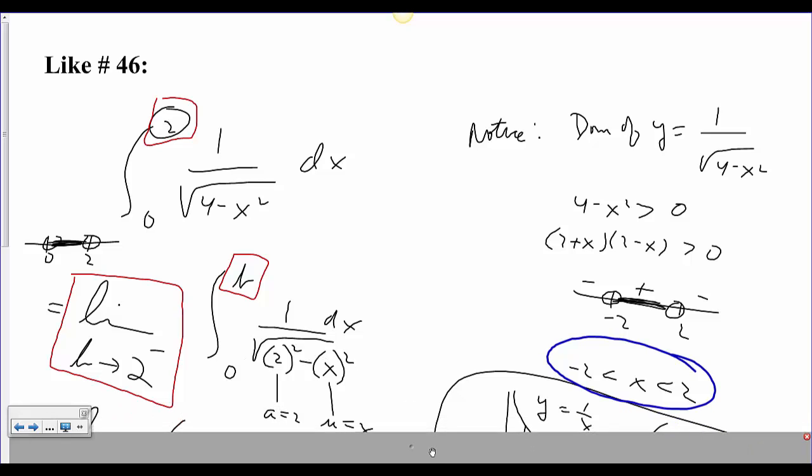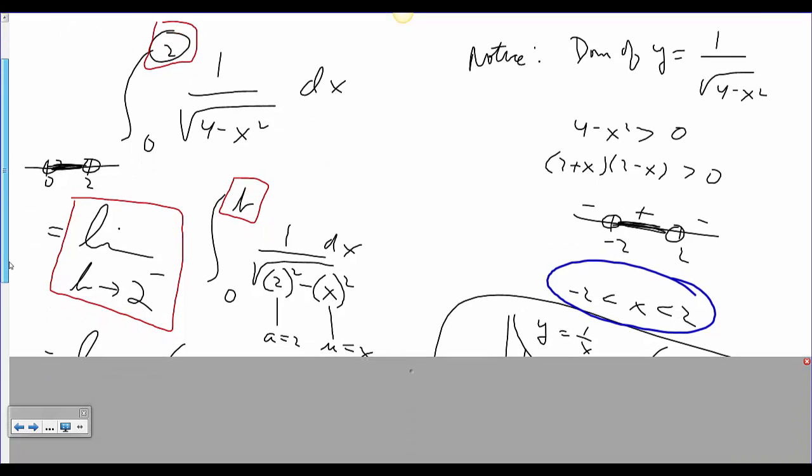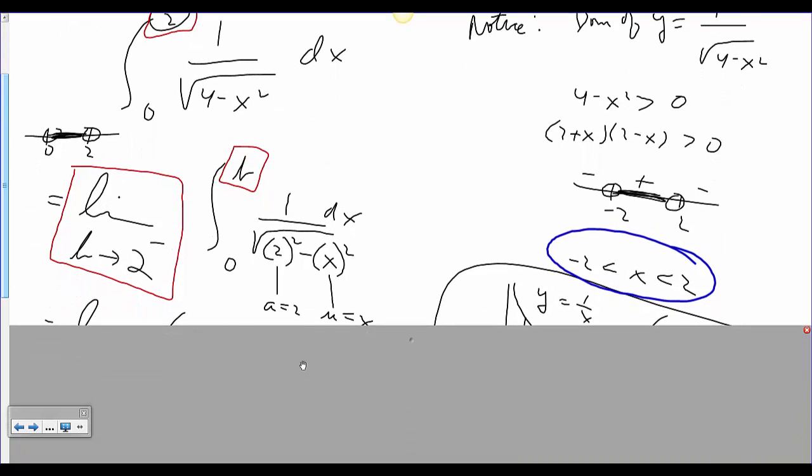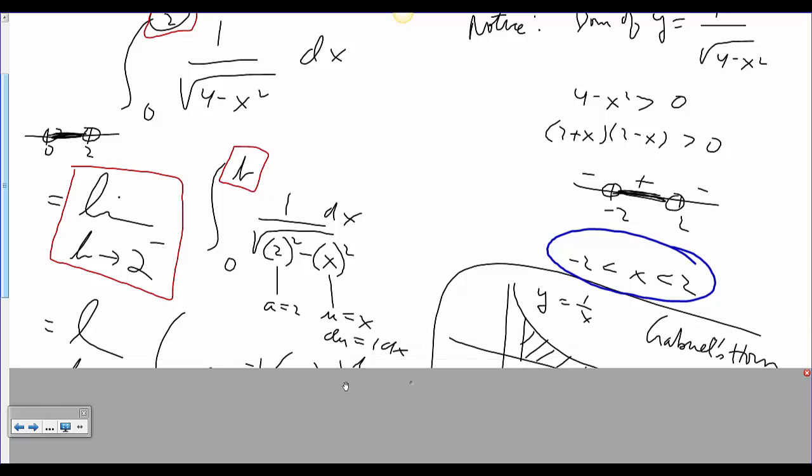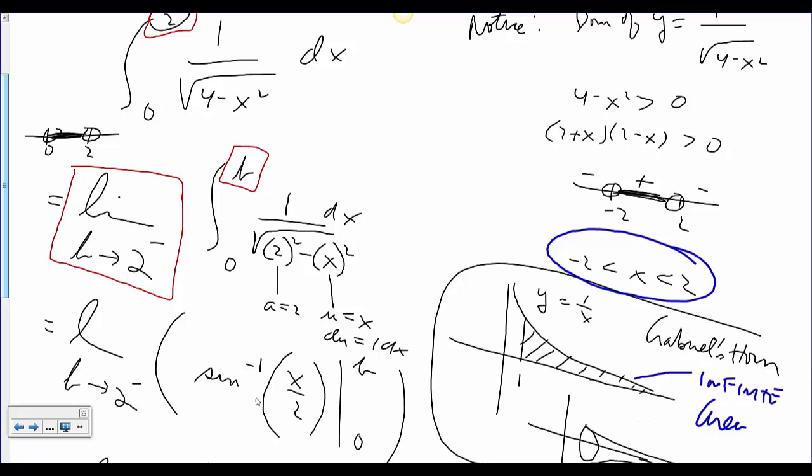Now hopefully you'll recognize this as an inverse sine. Our 4 is 2 squared, so our a is 2. Our x squared is our u squared, therefore our u is x and our du is dx. And therefore we will now be taking that integral and getting an inverse sine. So we get the inverse sine of our u over a, which is x over 2. We're evaluating that from 0 to b.